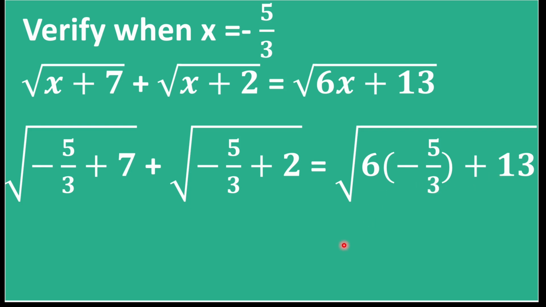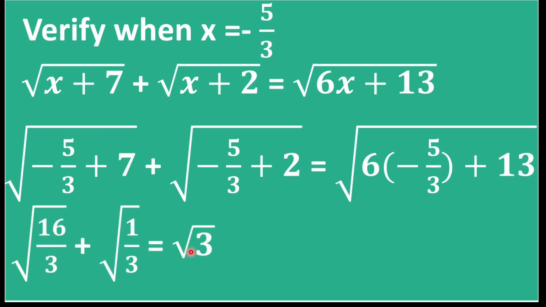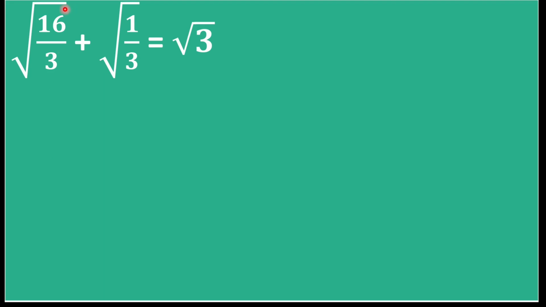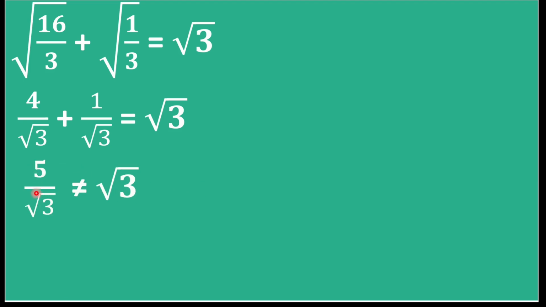So here we have square root of 3 and square root of 3, and here we have 1 divided by 3, and here we have 16 divided by 3. Now square root of 16 equal to 4, and square root of 1 equal to 1, so these come out of the square root. So this equation will become 4 divided by square root of 3 plus 1 divided by square root of 3, which should equal square root of 3. So 4 plus 1 equal to 5, so overall this will become 5 divided by square root of 3, which is not equal to square root of 3.